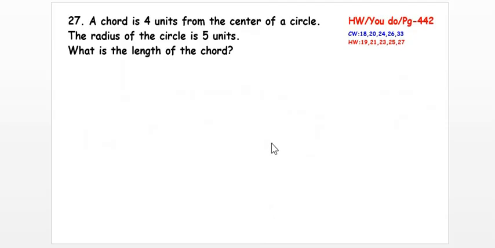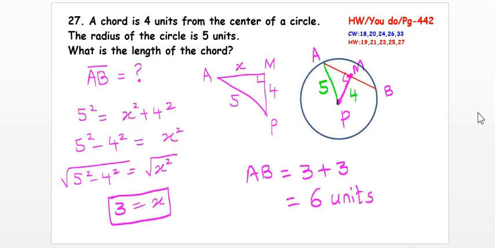Here is the next question. Better pause the video here, solve this question on your own, and then play the video to check your answer. Here is the solution for question number 27. We have been given that the chord is 4 units from the center of the circle. This is the center of the circle, and the distance shown is from the center to the chord AB. And this is the midpoint M. Here the radius is given as 4 units.